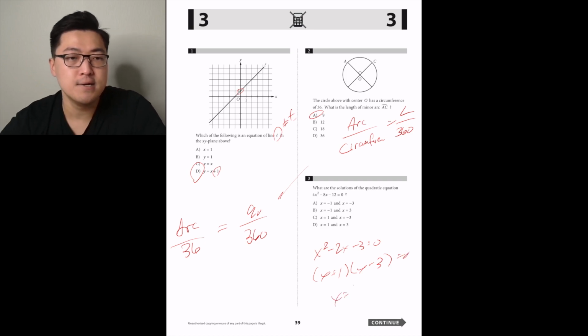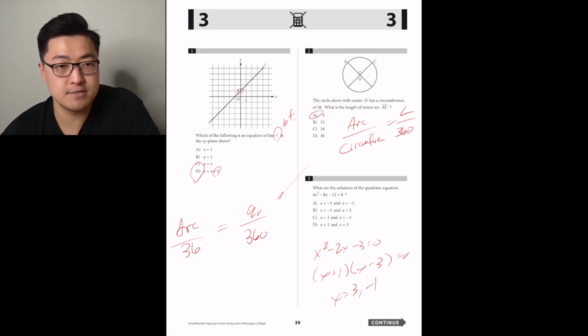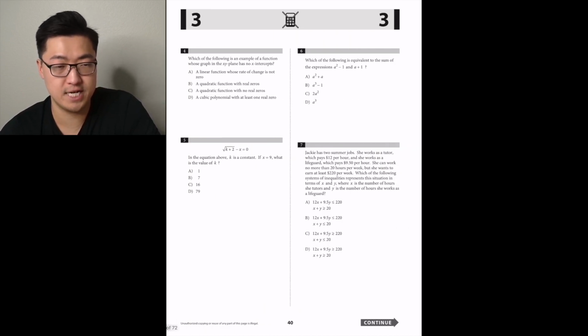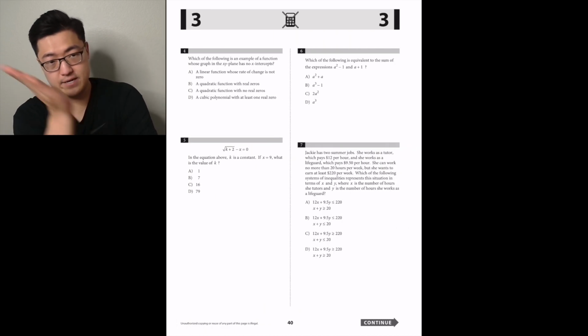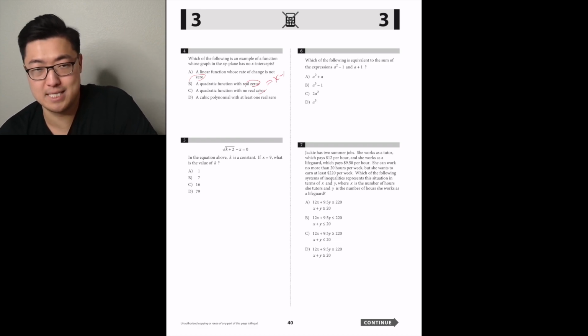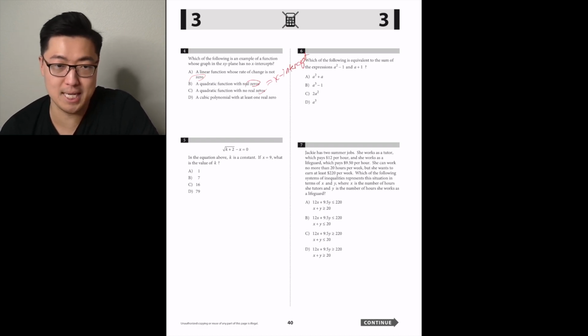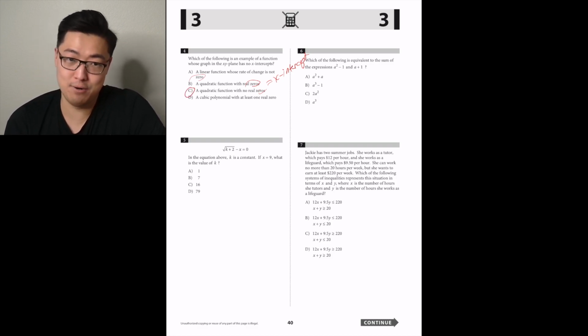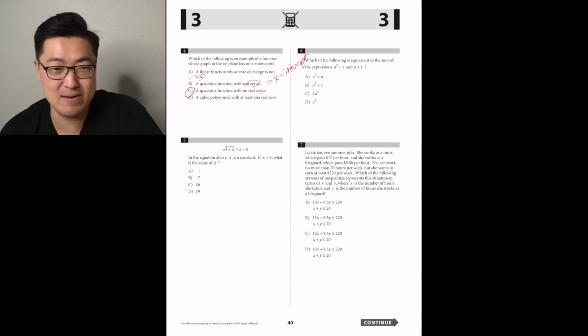Okay, next. Which of the following is an example of a function whose graph in the xy plane has no x-intercepts? Okay, so the line's rate of change is not 0, then it would definitely cross at some point. A quadratic function with reals. Okay, so zeros just means x-intercept. So it's not B because that says it has real x-intercepts. C is probably the answer. It says no real x-intercept. A cubic polynomial with at least one.